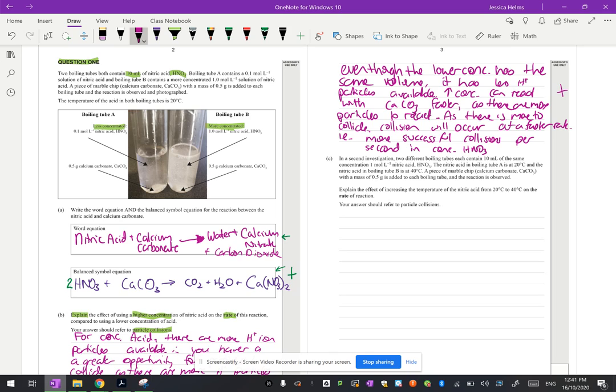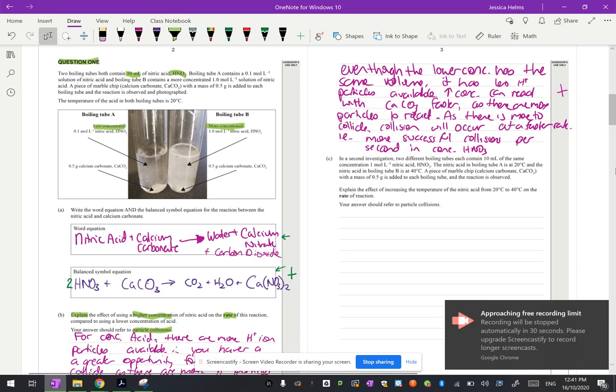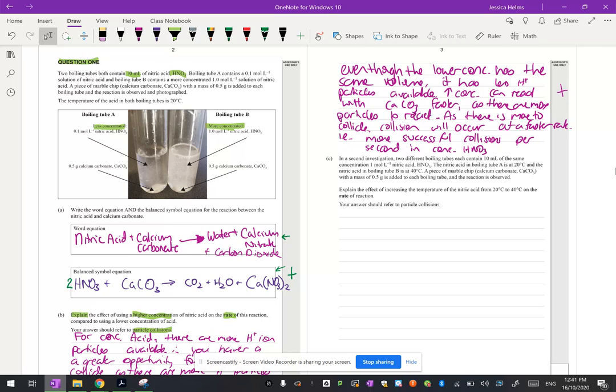For merit, you need to be really explaining that increasing that concentration will allow more particles to collide successfully, so therefore you have a higher reaction rate, and that's going to be quicker. And for excellence, obviously pretty much all of what I've got written there will give me an excellence. So link all those ideas together and make sure that you really show that you understand what particle theory is and what the changing concentration does in terms of your hydrogen particle availability.